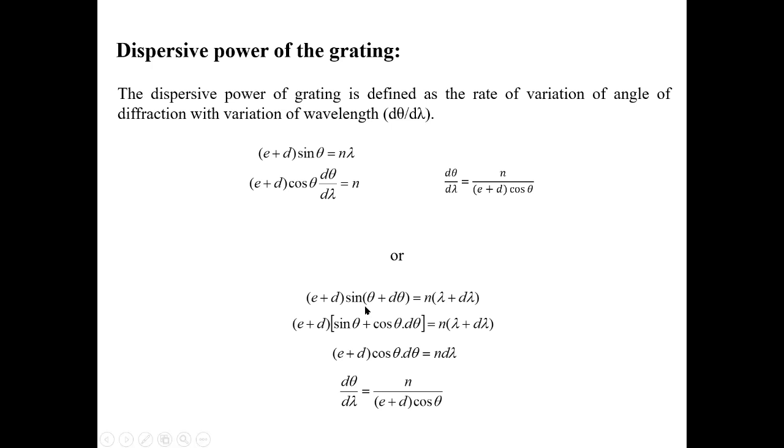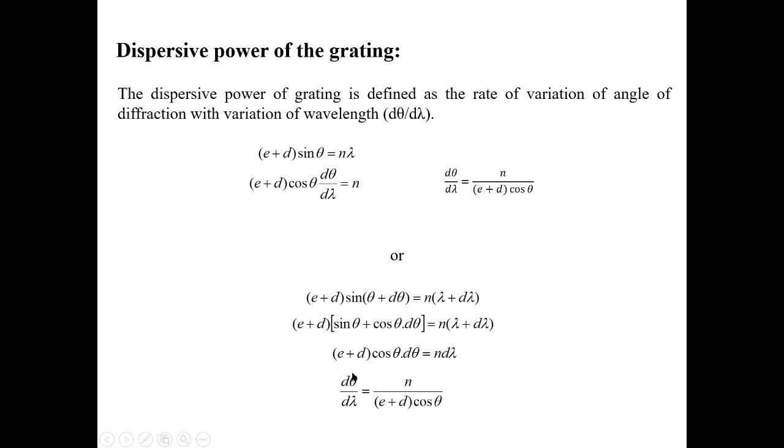So if we expand this expression, we will get (e + d)(sin theta + cos theta d theta) equal to n(lambda + d lambda). Using (e + d) sin theta equal to n lambda, we can simplify this expression as (e + d) cos theta d theta equal to n d lambda, or d theta by d lambda is equal to n upon (e + d) cos theta.